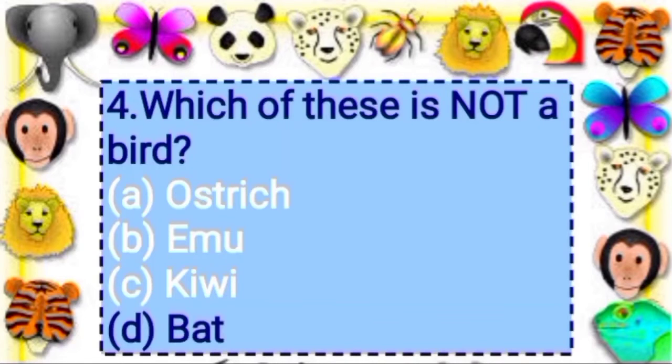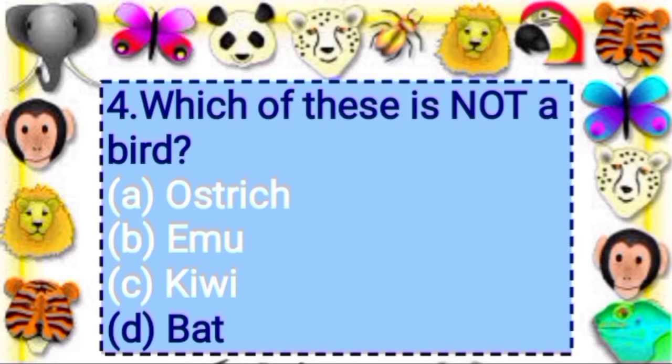Now next question, which of these is not a bird? So the answer is option D, bat.